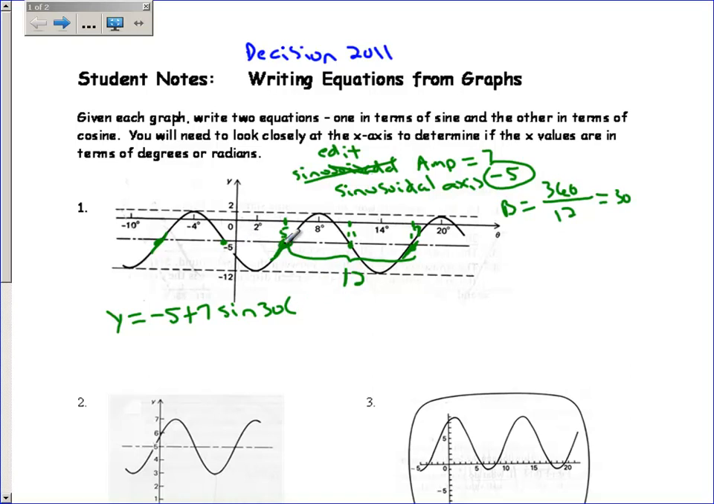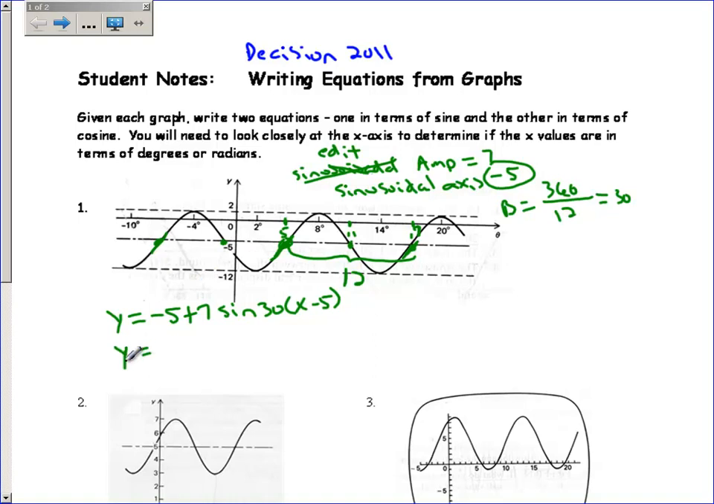I picked right here at this 5. That is 5 units to the right, so that's x minus 5. Look at how these numbers are pretty much the same. The only thing that's different is going to be your horizontal shift, and whether or not you're going to put a plus or a minus sign in front of your amplitude determines whether you're a positive sine or a negative sine. Let's go do a negative sine.